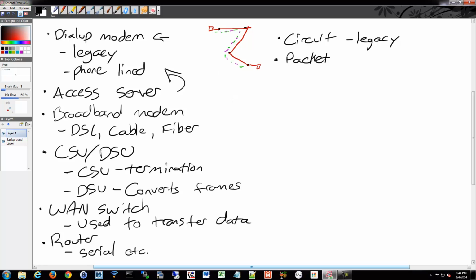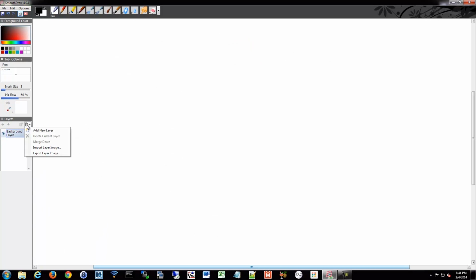So technology-wise, for what's actually available to you for a WAN connection, there's a bunch of different options. And so some of them, we'll start out with the most legacy kinds and kind of move our way to the newer stuff.